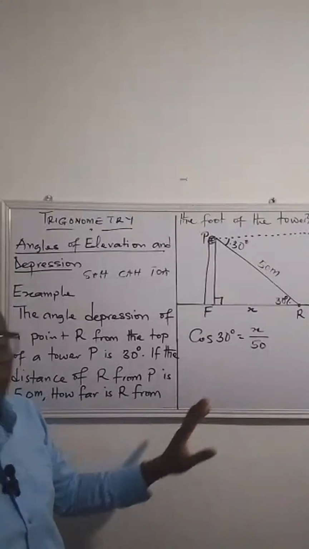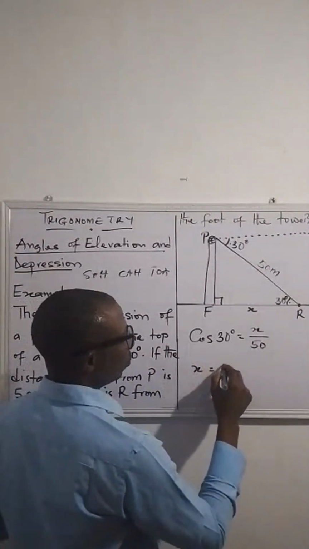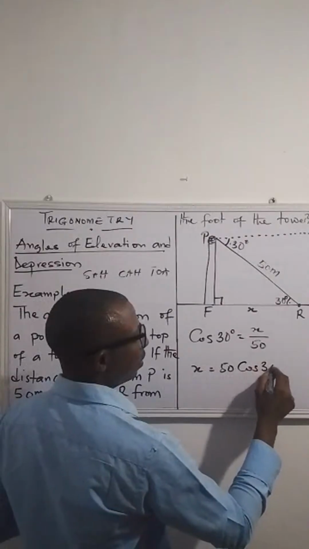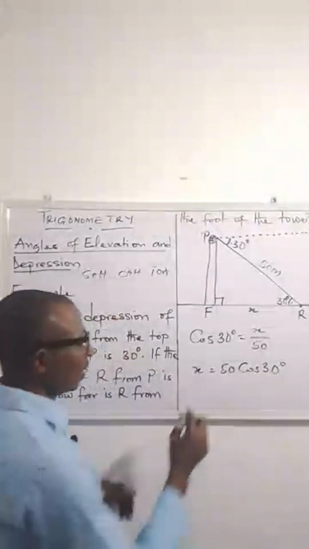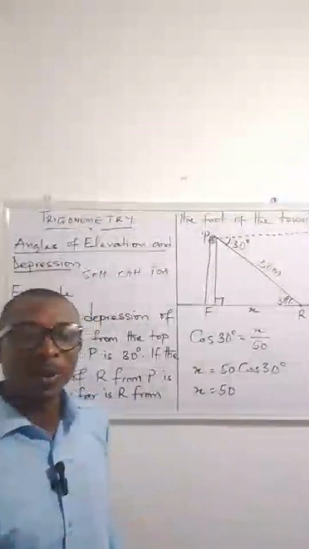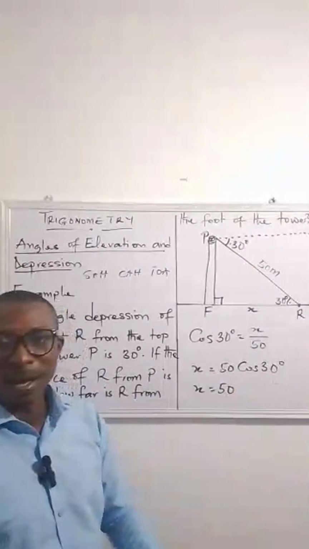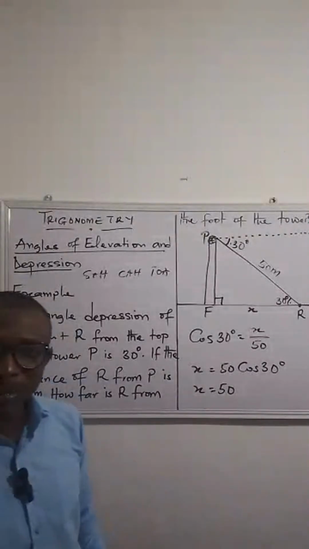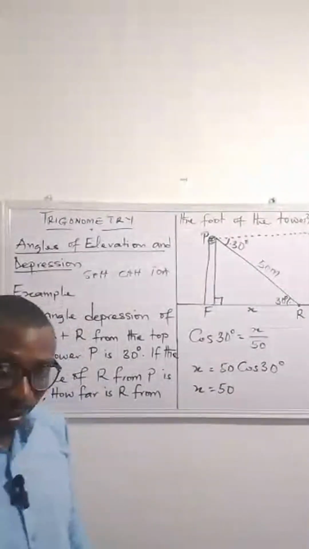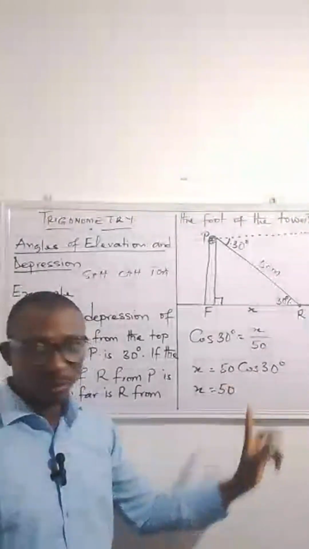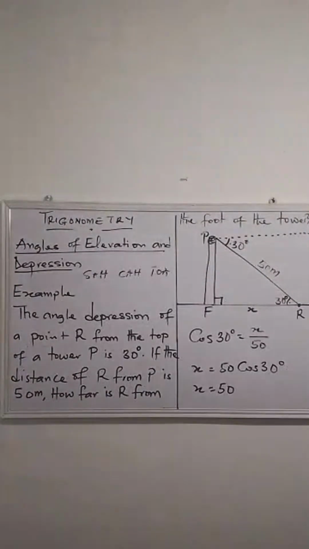So here you can cross multiply. You have x equals 50 cos 30 degrees. Now you need to tell me what cos 30 degrees is. I want you to drop your answer in the comment section. I told you you must master all these special angles. I want to see the first person that will give me the correct answer. If you were in the last class, you should know what cos 30 is. Is there anyone dropping an answer? Cos 30, what is cos 30?